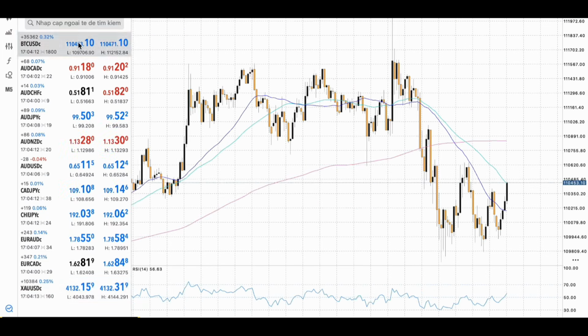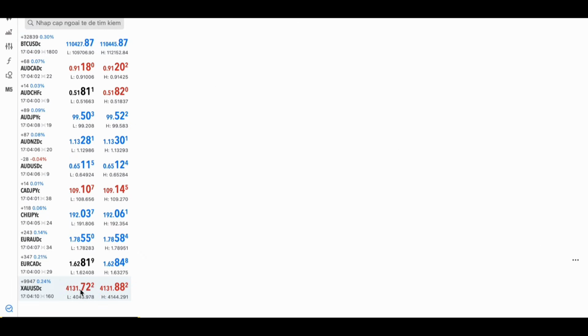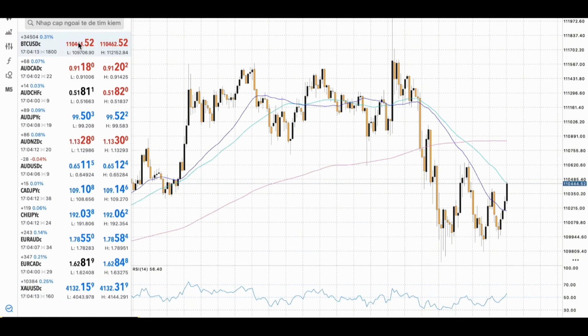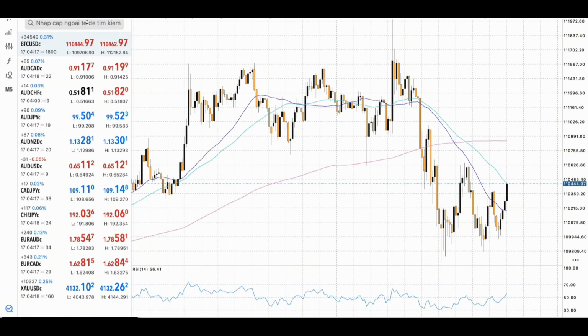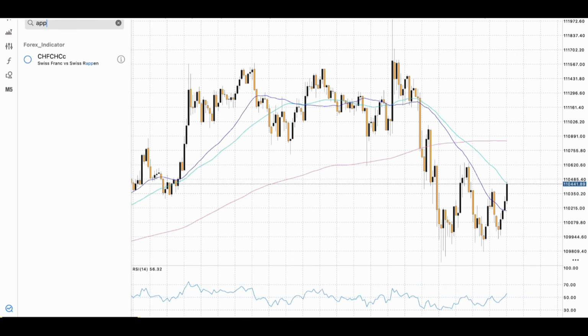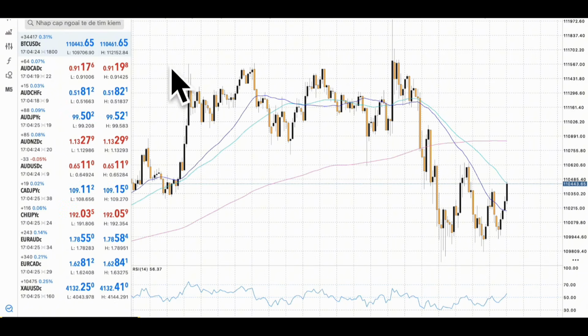However, there is one thing special about a Cent account. You will not be able to trade stocks. Here, it will support you with Forex only and commodities only. No stocks. Here, you can see, if we search for the Apple stock table, it doesn't show up. It only allows us to trade Forex only.